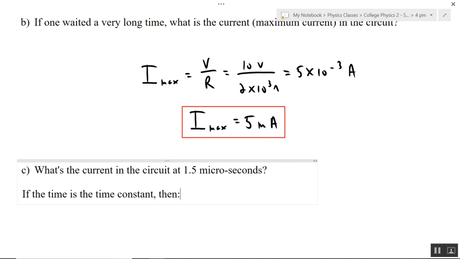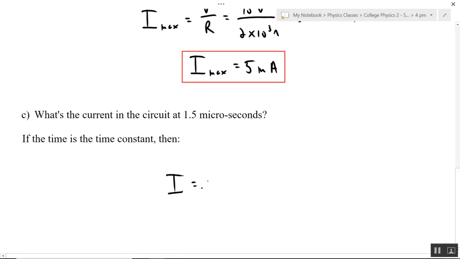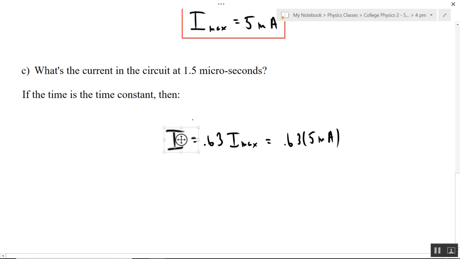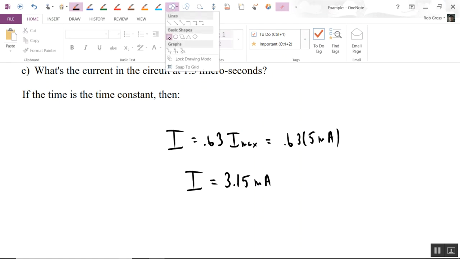The current in the circuit is going to be 63%, like it is for a charging capacitor, 63% of the maximum charge. Here it's 63% of the maximum current, right? So we know the maximum current is 5 milliamps. If you multiply that by 0.63, that tells you how much current is in the circuit at 1.5 microseconds, or the time constant, is another way to say it. So this is 3.15 milliamps. So that's the current after 1.5 microseconds.